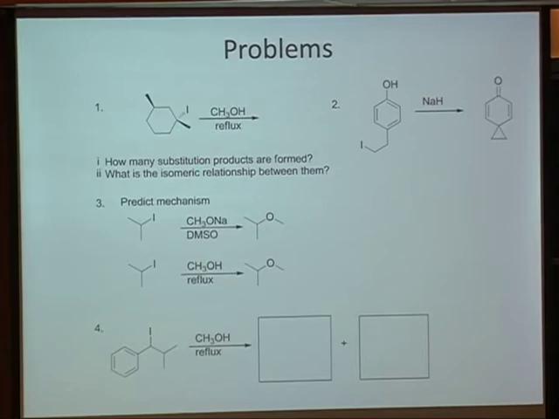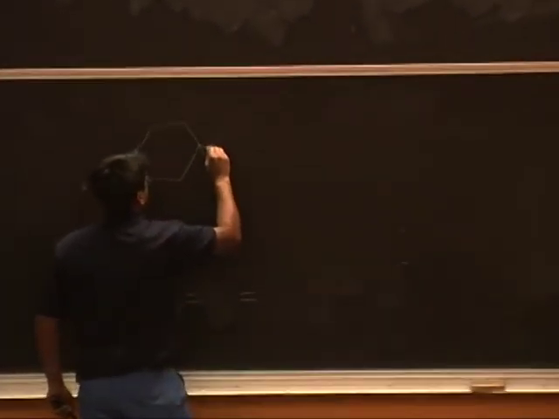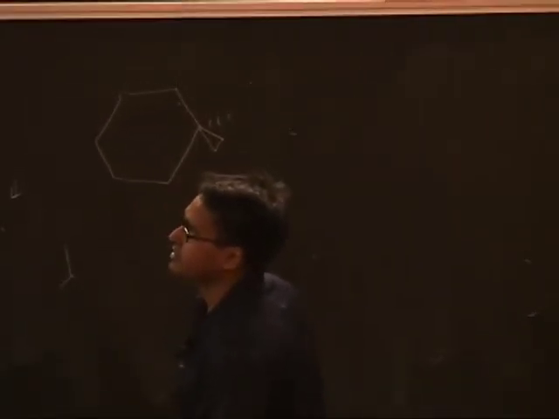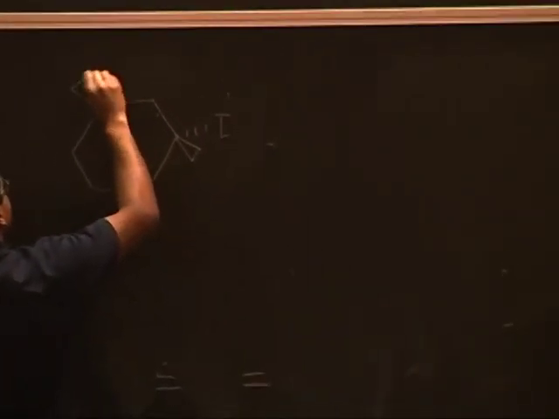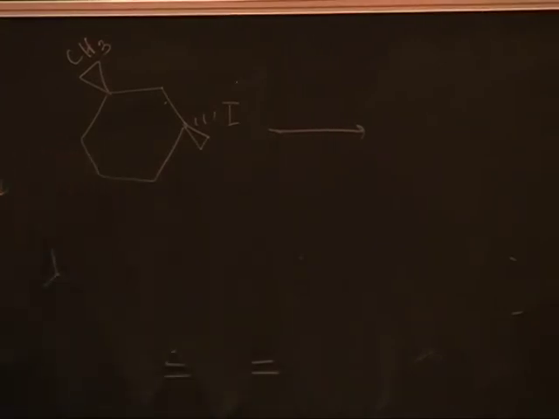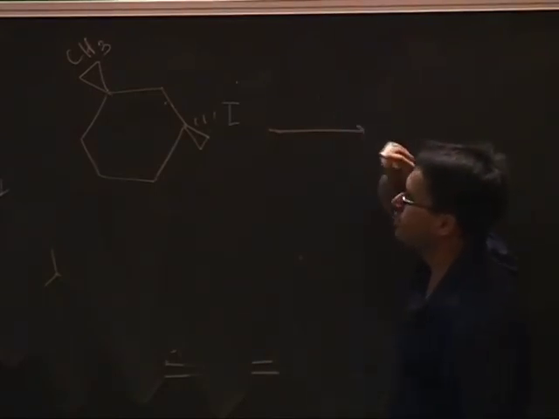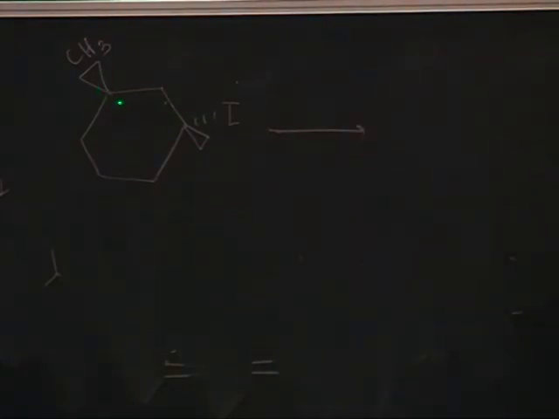So how many substitution products would you form? Exactly, let's see. So, SN first order, right? And I'm drawing the substitution product. Which carbon would you do the substitution on? The one with the iodine.